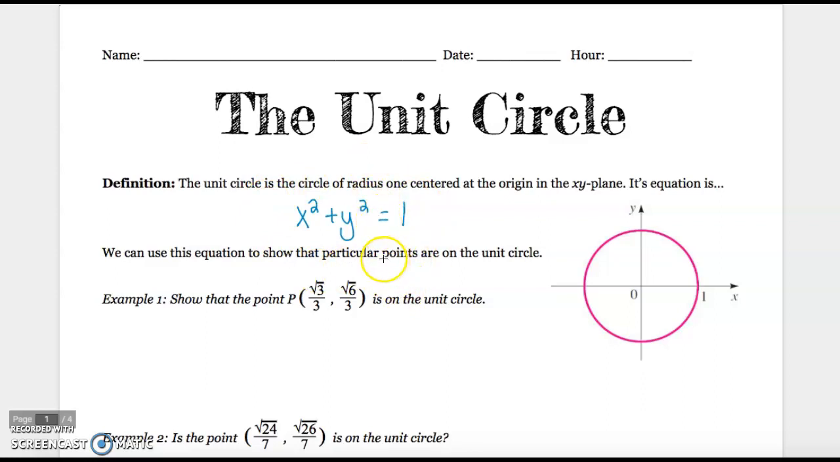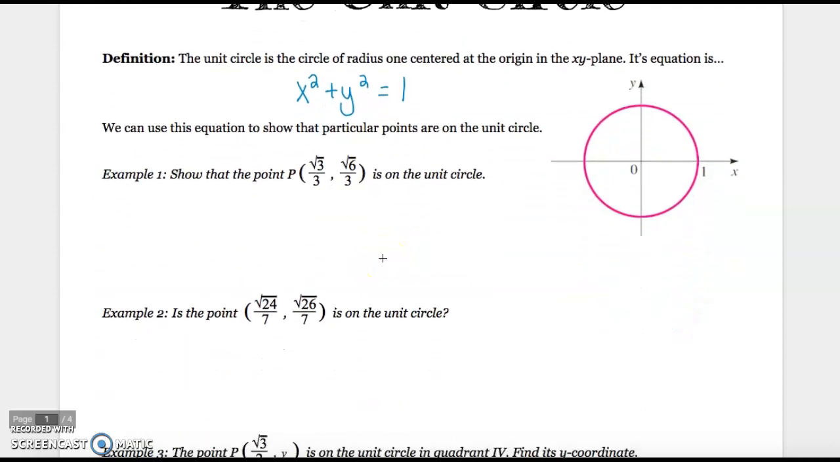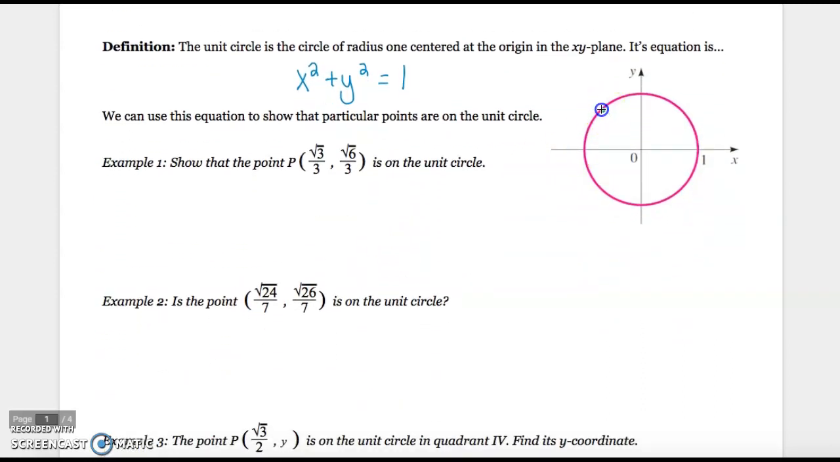What we can do is use this equation to show that there are particular points on the unit circle. So technically the unit circle is made up just of infinitely many points that satisfy this equation. And so we can show that there are points on the unit circle by showing that when you take your x value and your y value and plug them into this equation, you do in fact get 1.